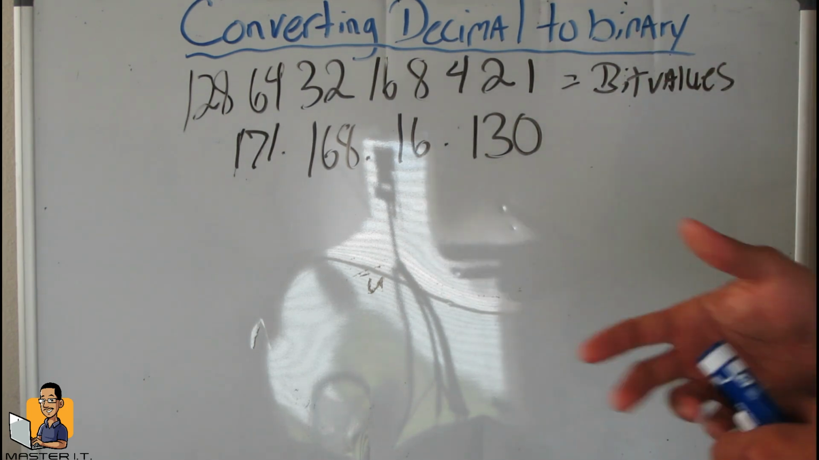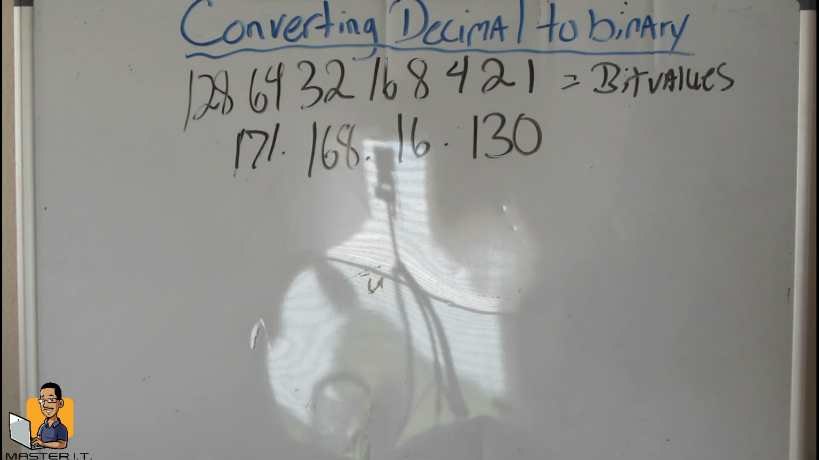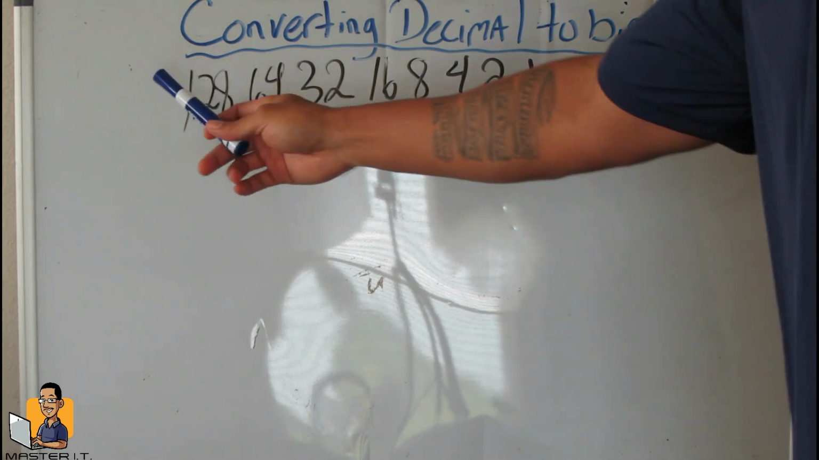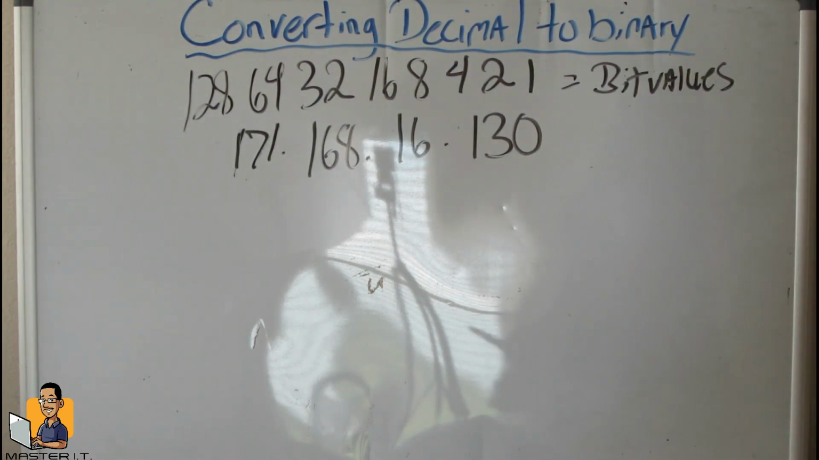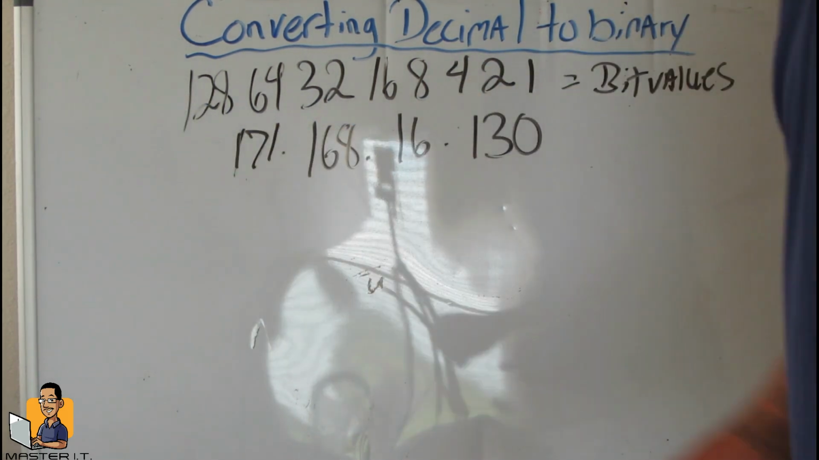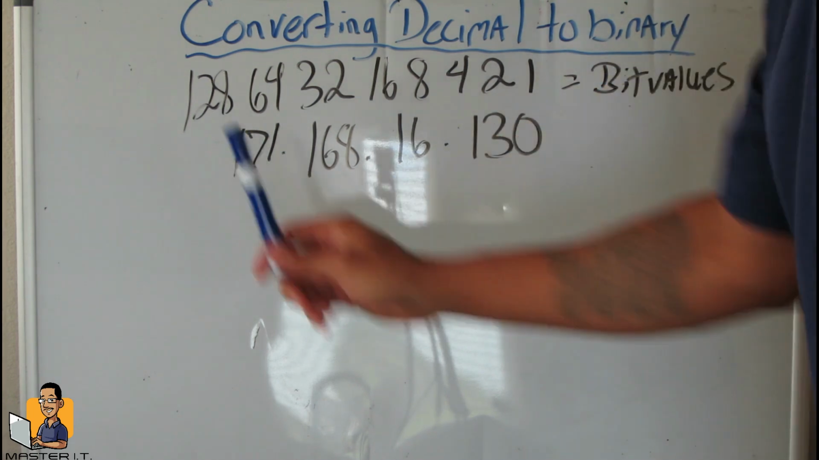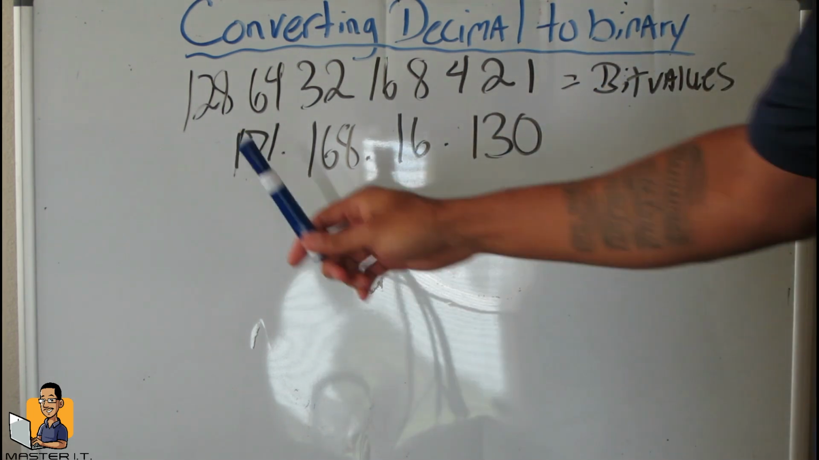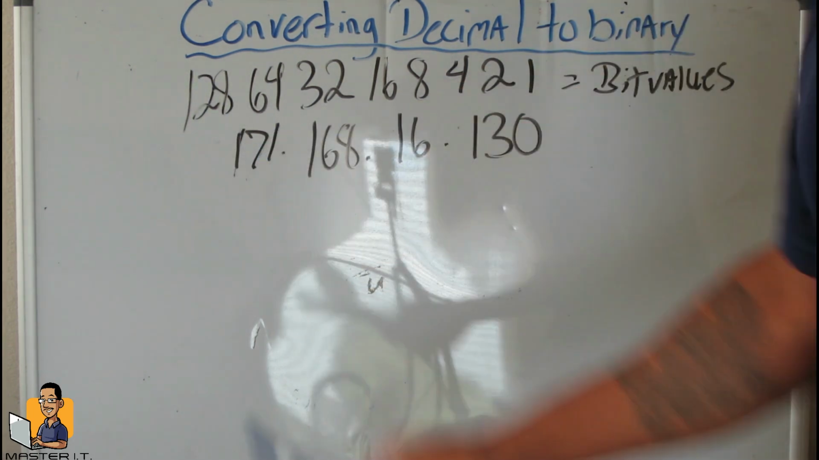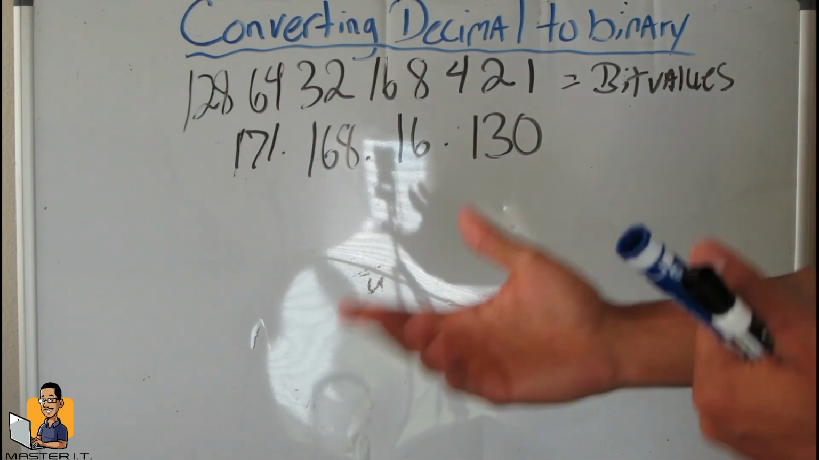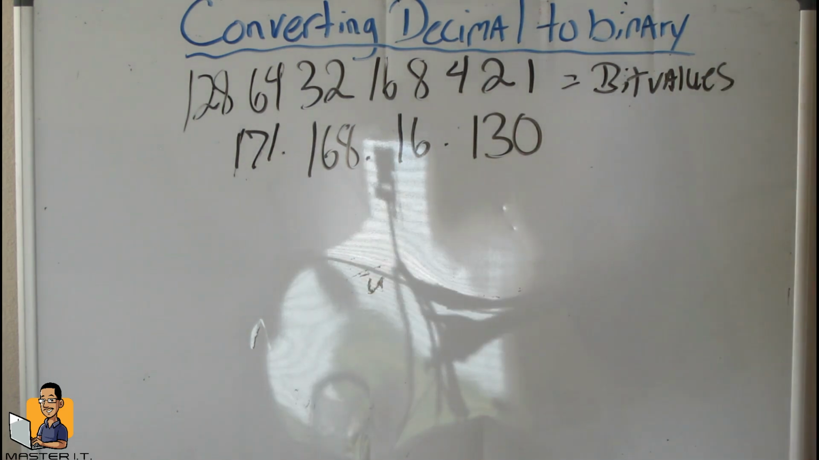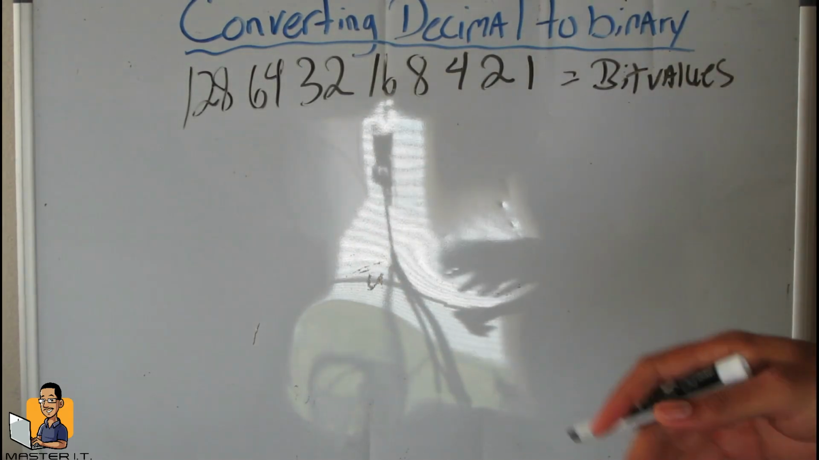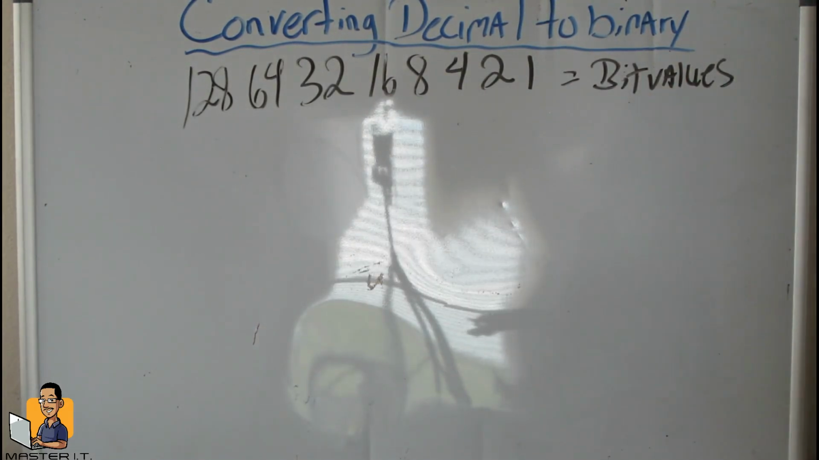The first thing we have to do is ask ourselves, does this bit value go into this? If this is lower than this, then it can go into it. If you have $171, I can borrow $128 from it. I space it out a little bit just so you guys will be able to see it a little better.